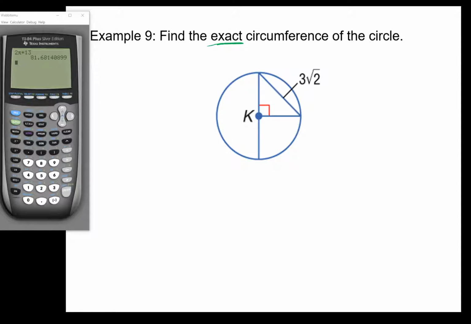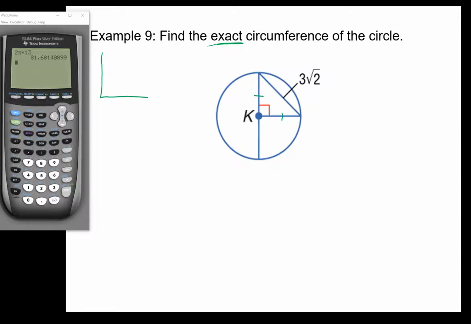Now, for example 9, finding the exact circumference of the circle. Let's go ahead and look at our triangle on the inside here. I can see that this is a right angle at angle K, at the center. I also know that these two are congruent because they are both radii. That makes this a 45, 45, 90, a right isosceles triangle.